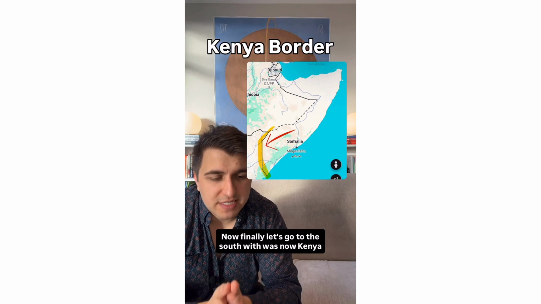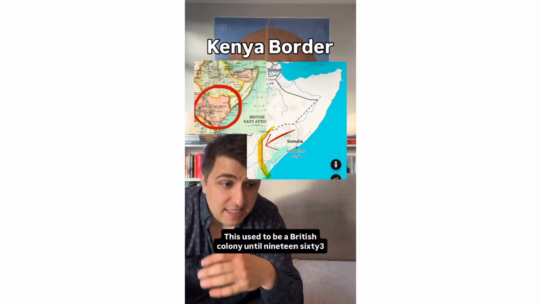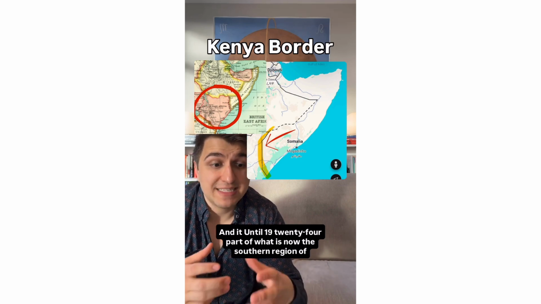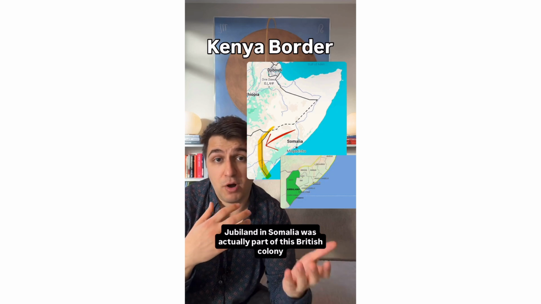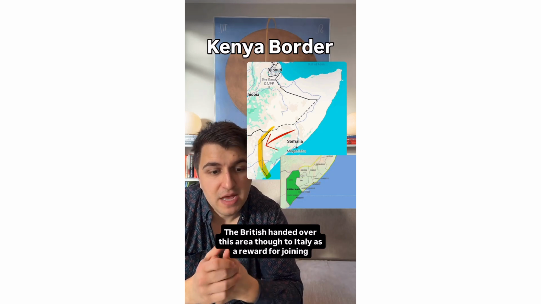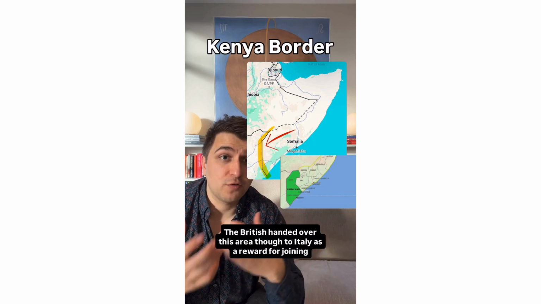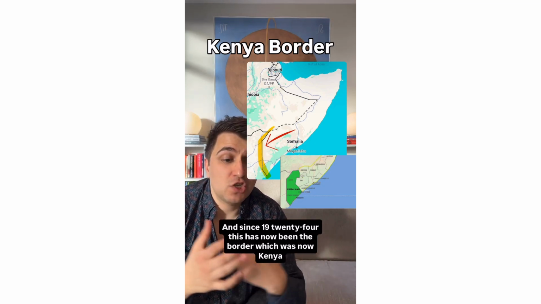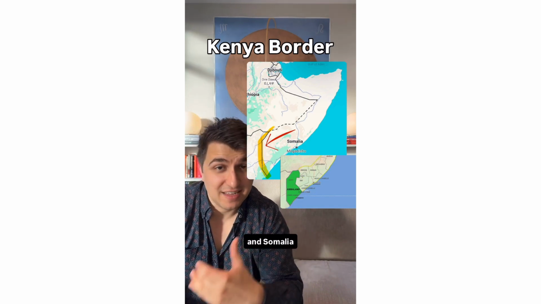Now finally, let's go to the south with what is now Kenya. This used to be a British colony until 1963, and until 1924, part of what is now the southern region of Jubaland in Somalia was actually part of this British colony. The British handed over this area, though, to Italy as a reward for joining the Allies in World War I, and since 1924, this has been the border between what is now Kenya and Somalia.